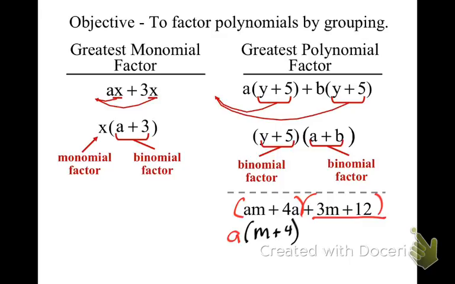What factor can I pull out, Anthony? 3. Positive 3. And so what would be left, Anthony? M plus 4. Oh, so now what I'm seeing is that common binomial factor. So we can pull out the common binomial factor, m plus 4, and what would be left? A plus 3. Is that making sense? Okay, let's move on.